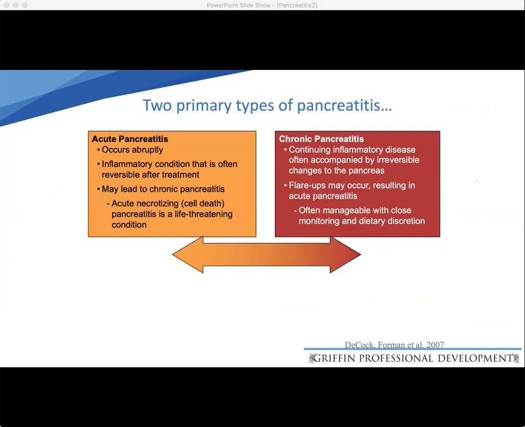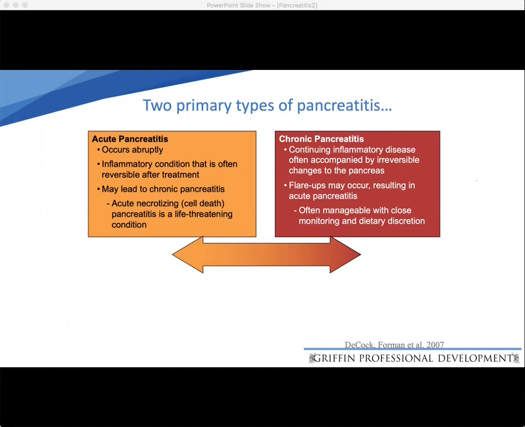So there are two primary types of pancreatitis. We have either acute or chronic. Acute pancreatitis, as the name suggests, occurs abruptly, but more importantly, it reflects the fact that the condition itself should be reversible. So it should be inflammatory, but it should be reversible with treatment. It can, of course, lead to chronic pancreatitis due to cell death, and acute necrotizing pancreatitis, which can be life-threatening. But ultimately, acute pancreatitis is something that should be reversible.